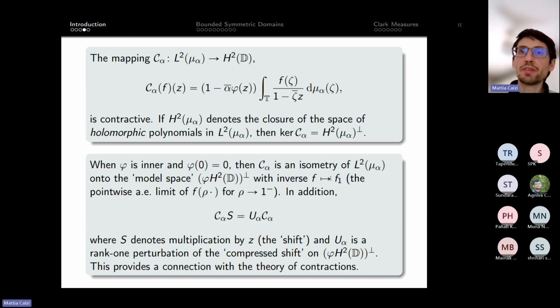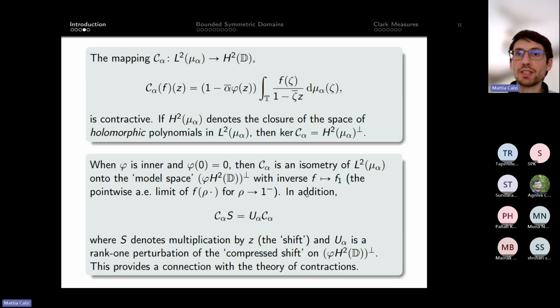And the inverse of this mapping is explicit, and it is simply given by taking the radial limits. So if you take a function here in this model space, its radial limit exists mu alpha almost everywhere, and this is quite interesting. And these radial limits are, in fact, the element of L2 mu alpha whose C alpha is the original function. And this is a result of Poltoratski.